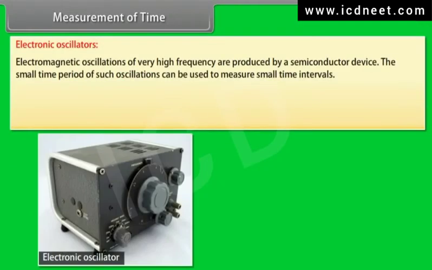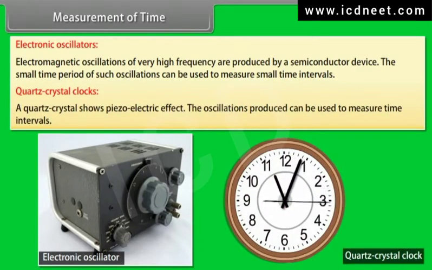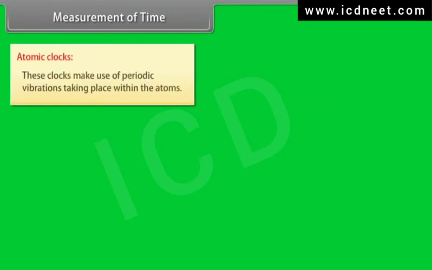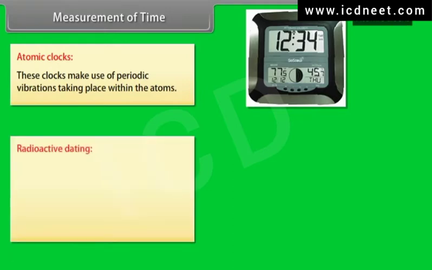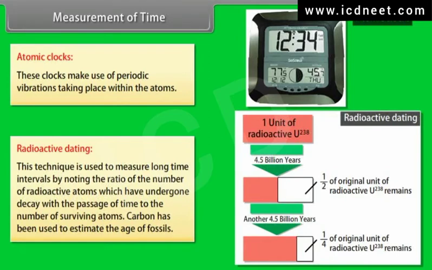Electronic oscillators. Electromagnetic oscillations of very high frequency are produced by a semiconductor device. The small time period of such oscillations can be used to measure small time intervals. Quartz crystal clocks. A quartz crystal shows the piezoelectric effect. The oscillations produced can be used to measure time intervals. Atomic clocks. These clocks make use of periodic vibrations taking place within the atoms. Radioactive dating. This technique is used to measure long time intervals by noting the ratio of the number of radioactive atoms which have undergone decay with the passage of time to the number of surviving atoms. Carbon has been used to estimate the age of fossils.